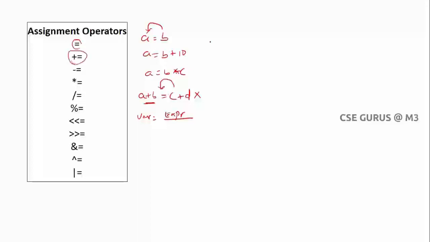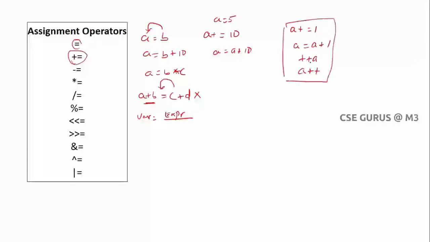And what about this +=? Let us suppose I write a += 10, the meaning is a = a + 10. Let us suppose the value of a is 5, after this the value of a will become 15. That's very simple. If I write a += 1, the meaning is a = a + 1, which is also equal to ++a, which is also equal to a++. Of course in some situations this reacts differently.